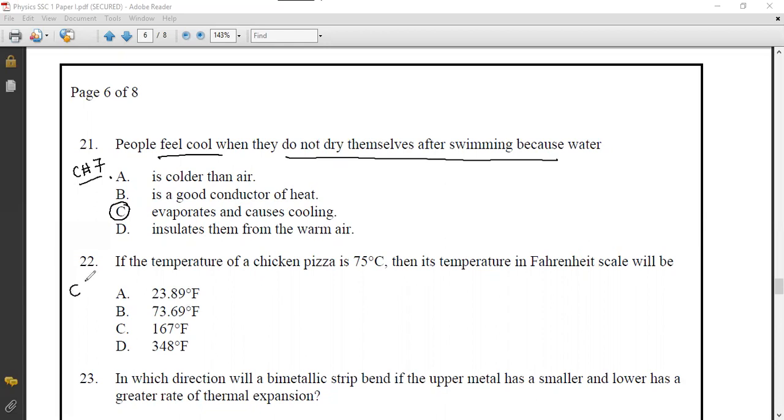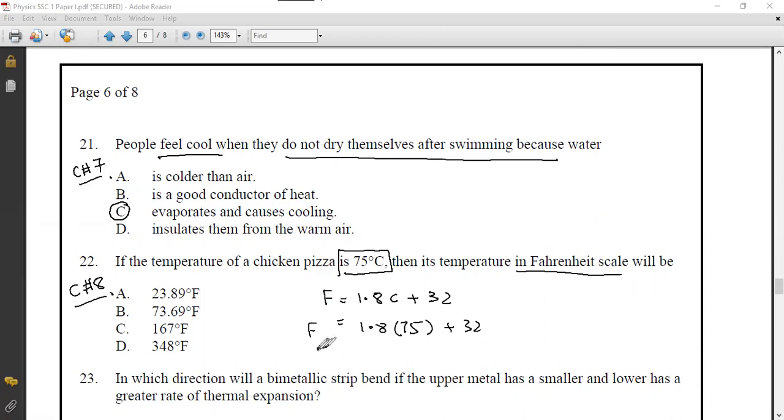Next we have question number 22, from chapter number 8, thermal properties of matter. The temperature of the chicken pizza is 75 degrees centigrade, and we have to find this temperature on the Fahrenheit scale. So we know the conversion factor between them, F equals 1.8 C plus 32. Substituting the value, 1.8 multiplied by 75 plus 32. After solving this expression, the value of 75 degrees centigrade in Fahrenheit will be 167 degrees Fahrenheit. So the correct option for question number 22 is option C.